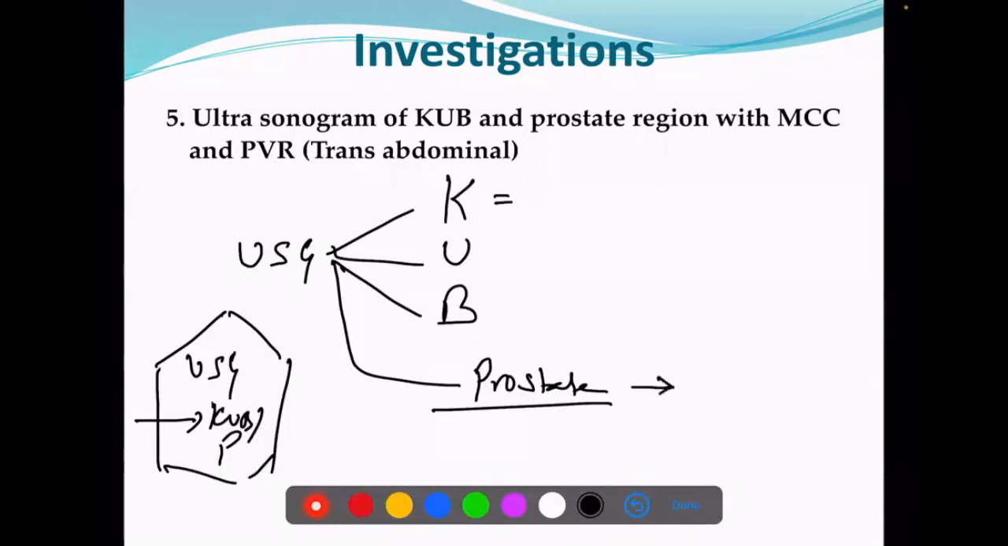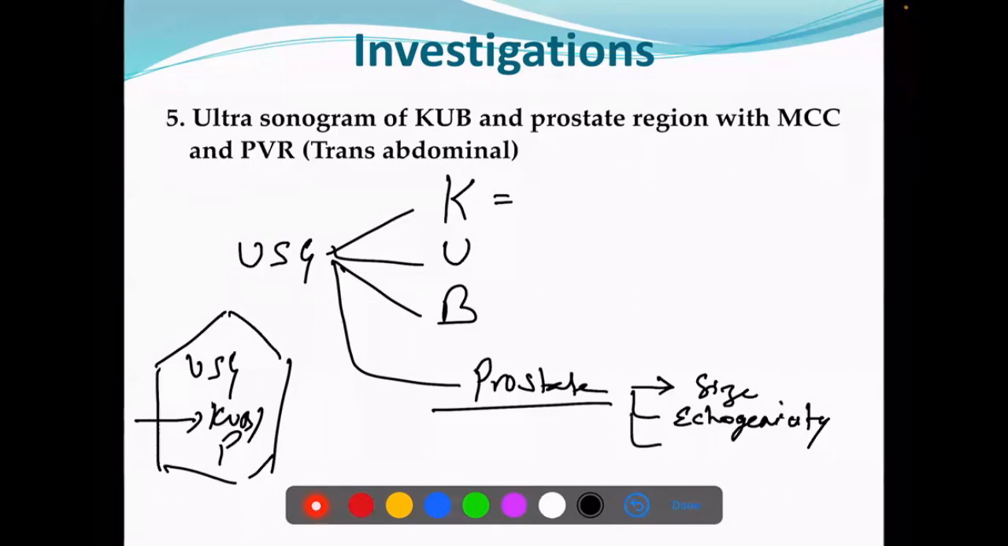We want to see the size of prostate. So size of prostate, normally in adult it is around 20 gram or 20 cc. If it is more than that, then it is enlarged. Okay. Echogenicity, that means the texture of the prostate, just to differentiate any suspicious mass.